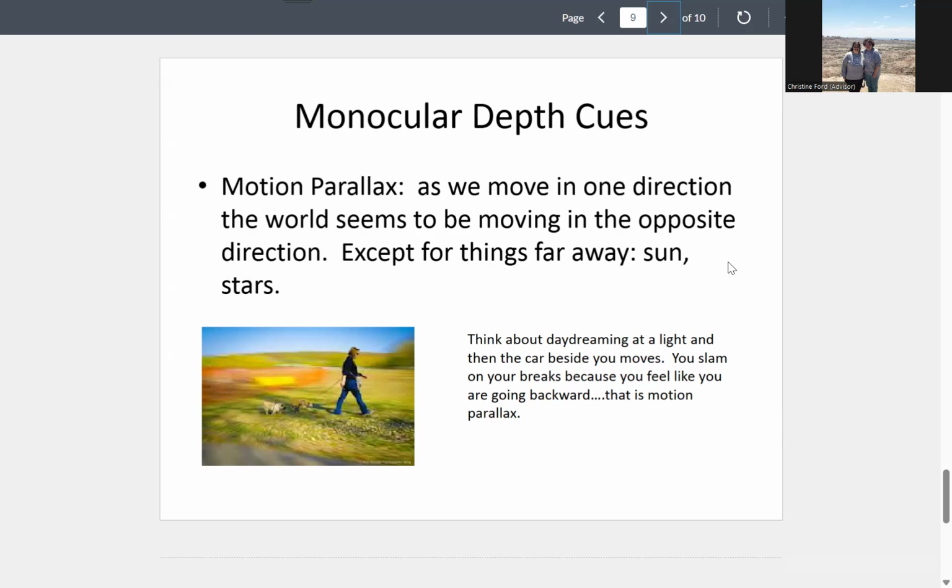Or even if you're sitting at a light anywhere and you see a car in your peripheral that's moving, you'll start to feel like you're inching backwards. Everything kind of feels like it's going in the opposite direction. Like when you're walking, everything's going the other way, except for the sun, the moon, and the stars. They always seem to come with you.